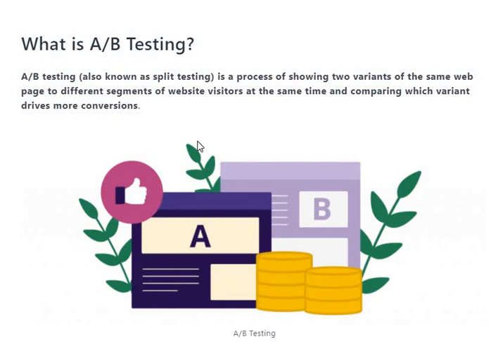A/B testing is one of the components of the overarching process of conversion rate optimization, using which you get qualitative and quantitative user insights and use them to understand your potential customers and to optimize your conversion funnel based on that data.